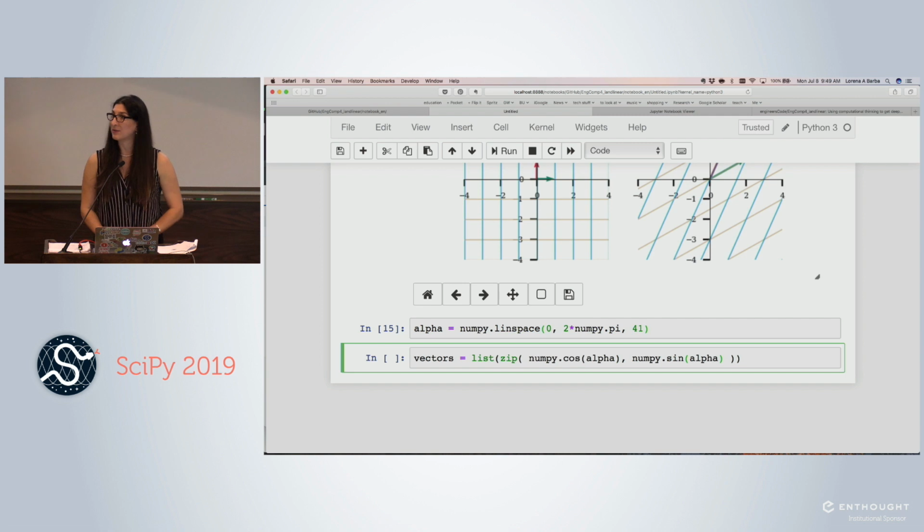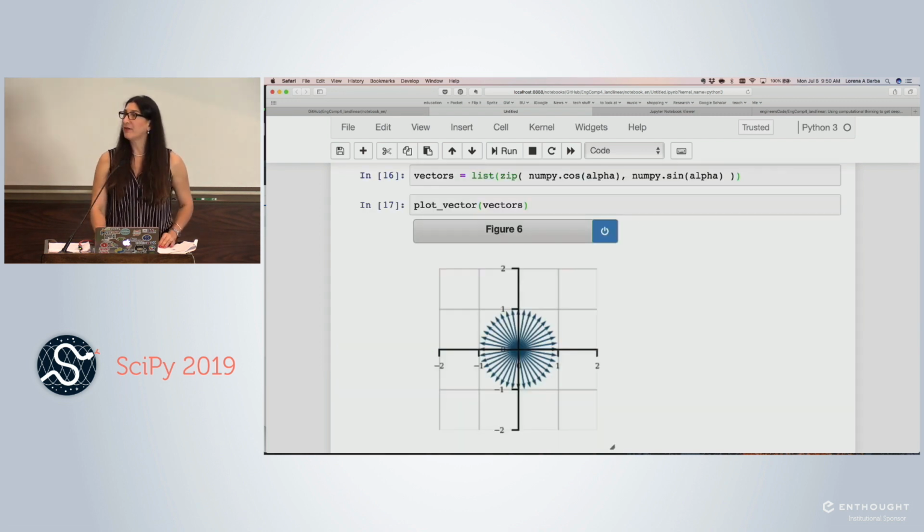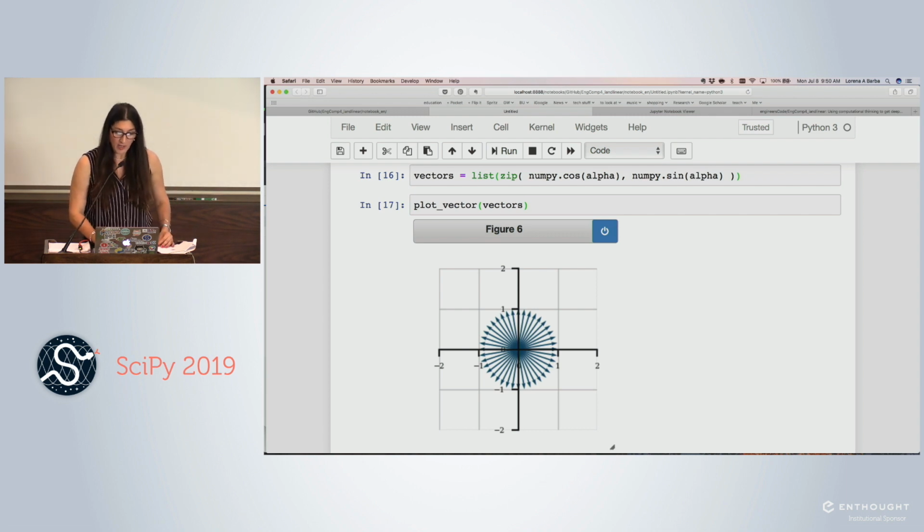So you see what we're doing here? We're taking cosine alpha, sine alpha, then zipping those together into pairs, and that's going to be our list of vectors. So now we have this list of vectors. We're going to do plot vector with this list of vectors, and sure enough, here's our list of vectors going around the unit circle. 41 of them, in fact.